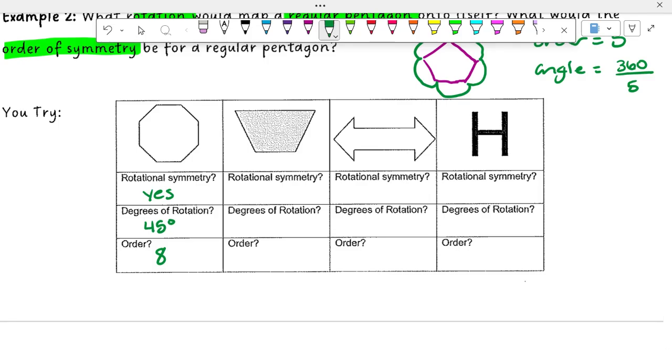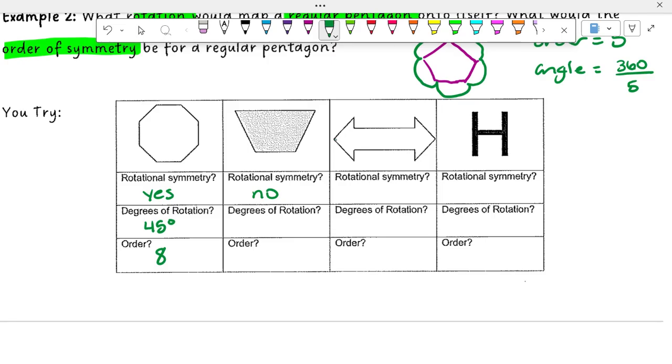What about the trapezoid next? Do you think it has rotational symmetry? No, it doesn't. What about this next one? Do you think it has rotational symmetry? It actually does.